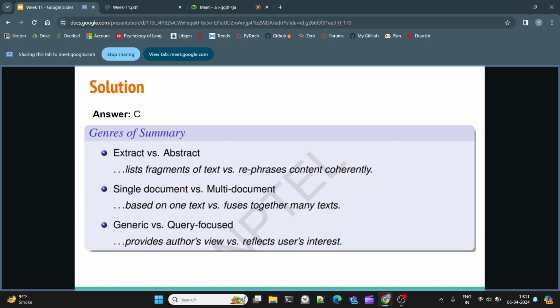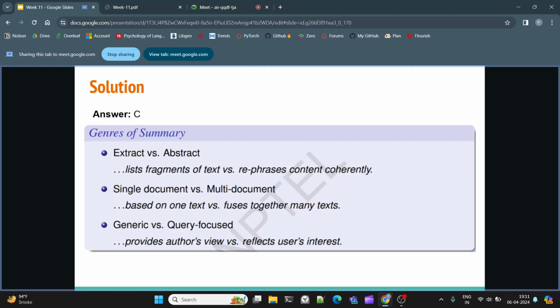The second categorization is single document versus multi-document. In single document, as the name suggests, we have only one text document. Whereas in multi-document, we take multiple documents, say all belonging to the same theme, and based on that I need to do the summarization. So we fuse together multiple texts and then perform summarization.